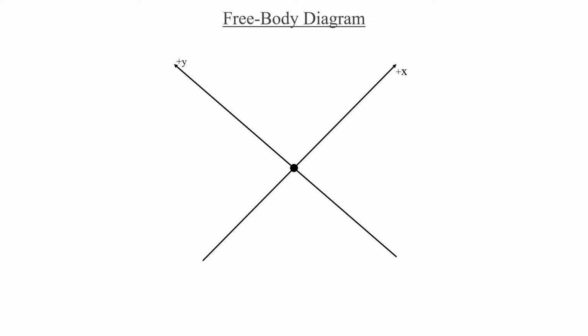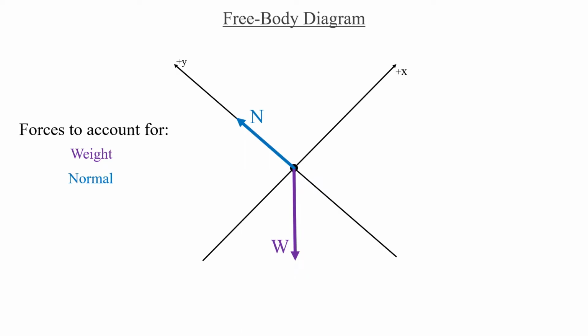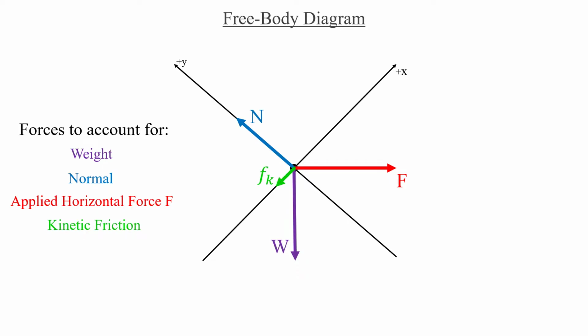So, forces acting on the box. Let's list them. We have the weight of the box, which pulls directly downward. The normal force of the ramp acting on the box in the plus y direction. We have the horizontal force that we're applying. And finally, we can't forget that there will be kinetic friction, and it will be acting in the direction opposite to the way that the net acceleration is moving. So that will be in the negative x direction. And I think that's it for our forces.